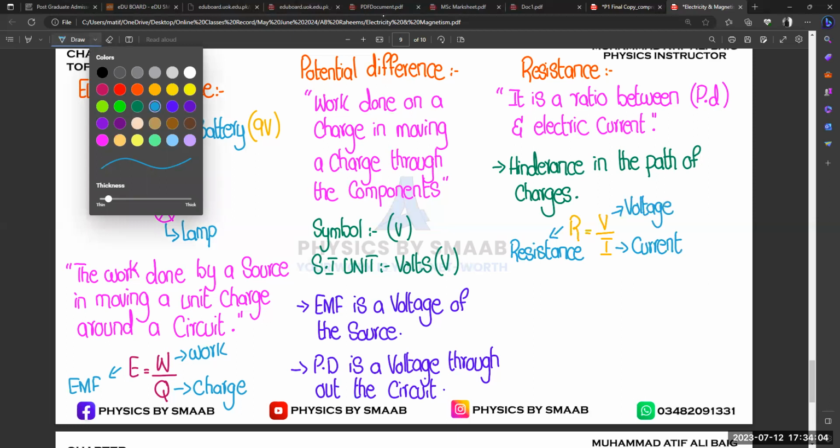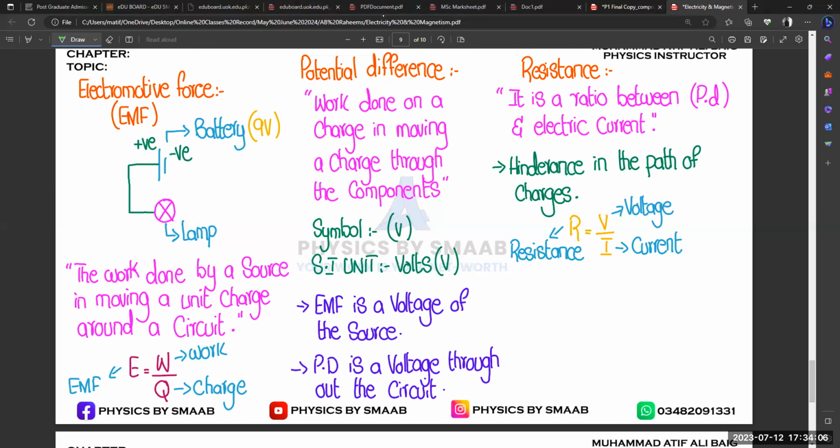If you want to write the SI unit, what will be the SI unit? Basically, there is a law related to resistance that we will also discuss after this. That law is named after a scientist, known as Ohm's law, O-H-M. When a scientist gives a law, the SI unit of the quantity he explains is named after that scientist. So the SI unit for resistance is ohms, and the symbol for it is omega.